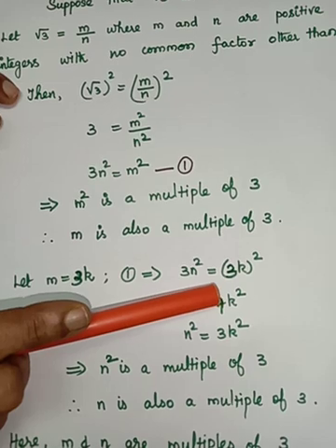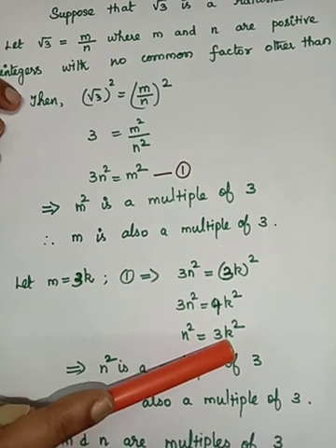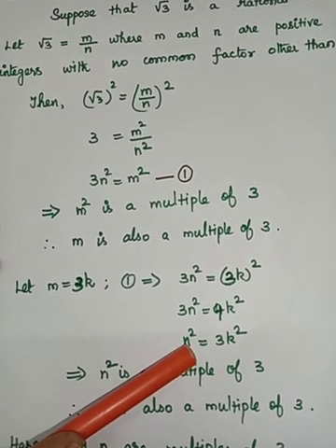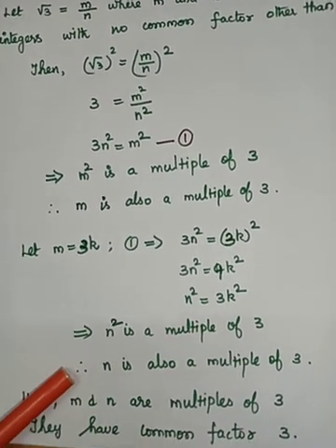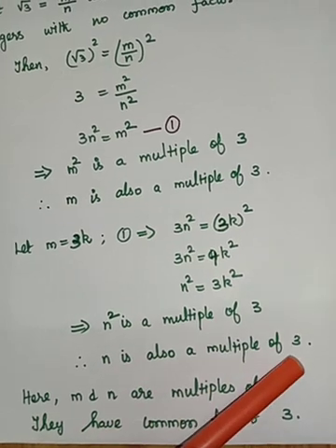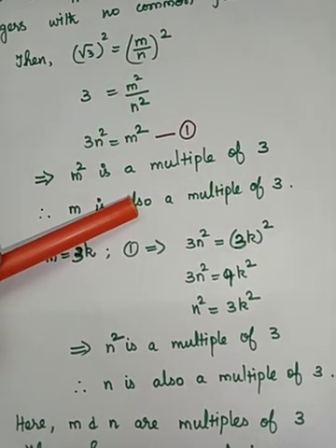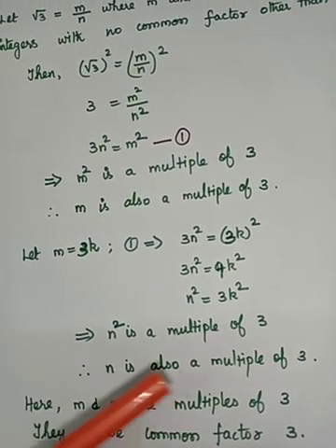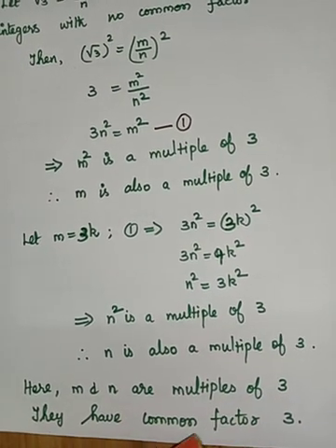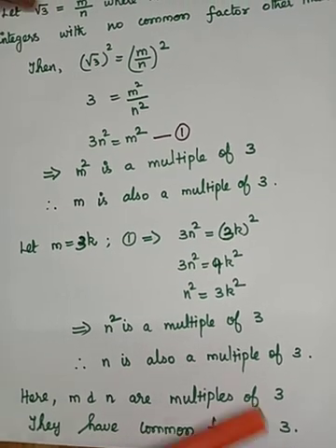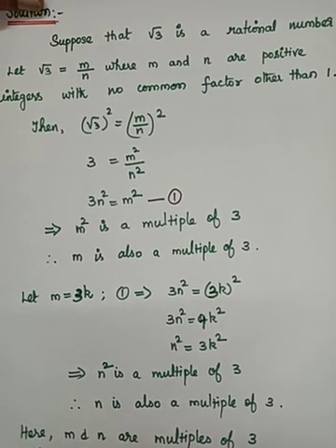If you cancel one 3 from both sides, you will get n squared is equal to 3k squared, which implies that n squared is a multiple of 3. So we get n is also a multiple of 3. Here we have seen m is a multiple of 3, and n is also a multiple of 3. So both are multiples of 3, which means they have the common factor 3. But what we assumed first is that except 1, there is no other common factor for m and n.